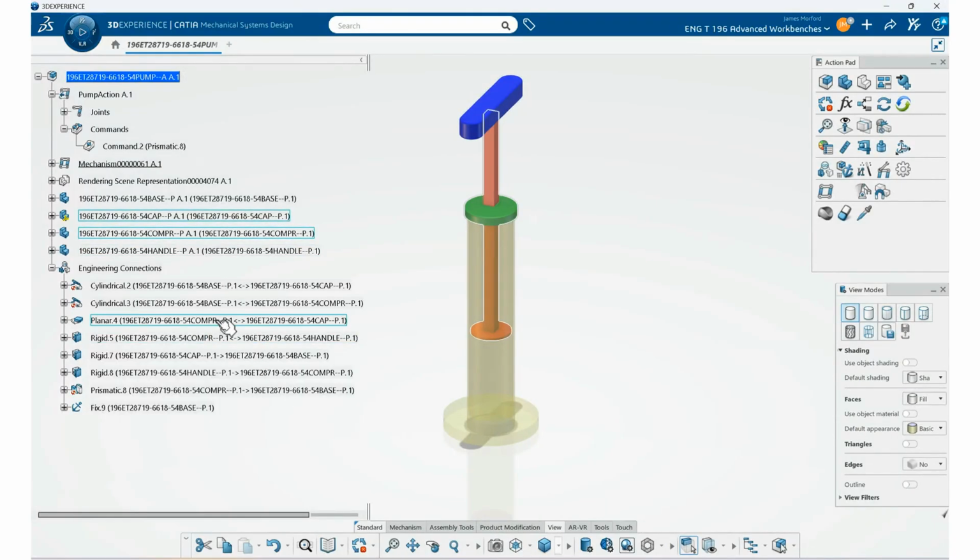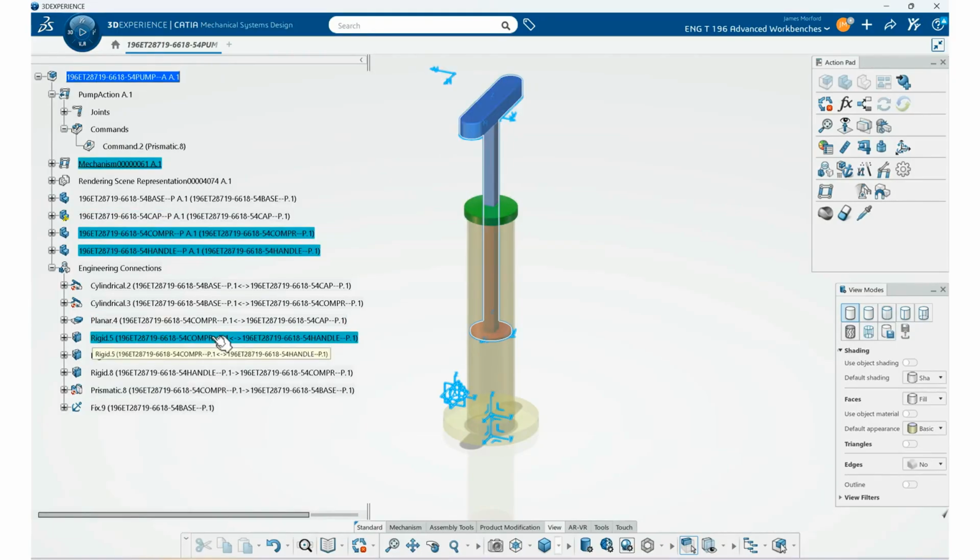A third connection is a planar connection between the cap and the compressor to make sure that the compressor is guided by the square hole in the top of the cap to move up and down. And finally, there's a rigid connection, three-dimensional planes all around between the handle and the compressor, so they are essentially glued at the top.